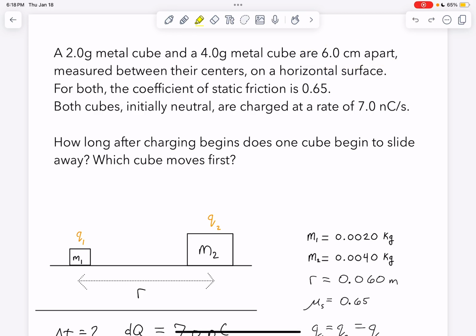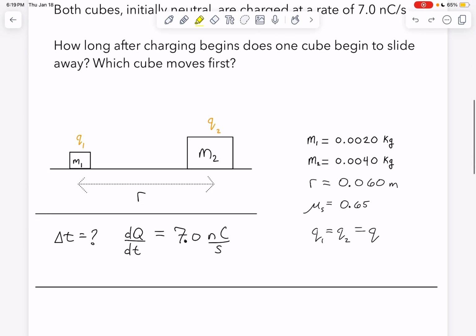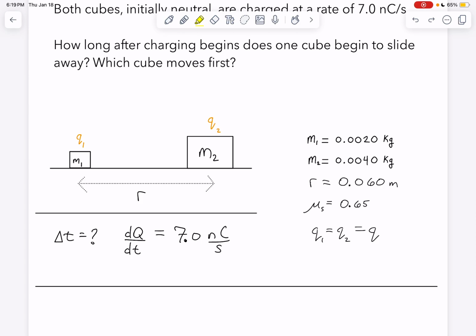They're then being electrically charged at a rate of 7 nanocoulomb per second. So that means they're going to have the same charge, which means there'll be an increasing electrical force trying to push them apart. Because they'll have the same charge, it'll be repulsive. So the question is, how long after this charging begins does one cube begin to slide away? And it says which cube moves first.